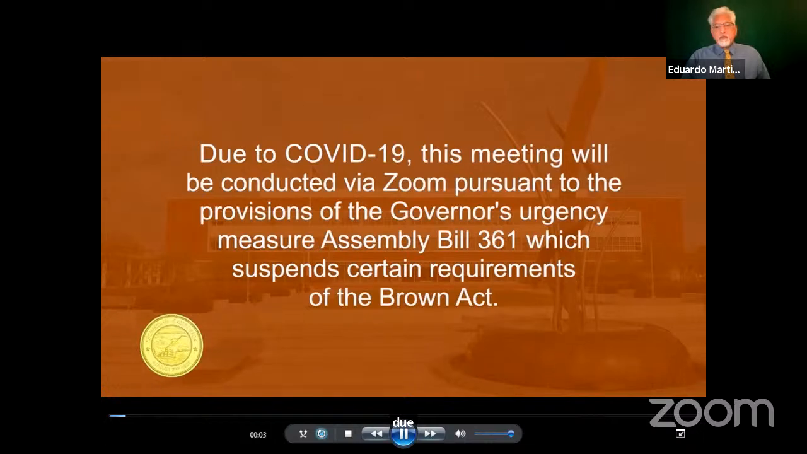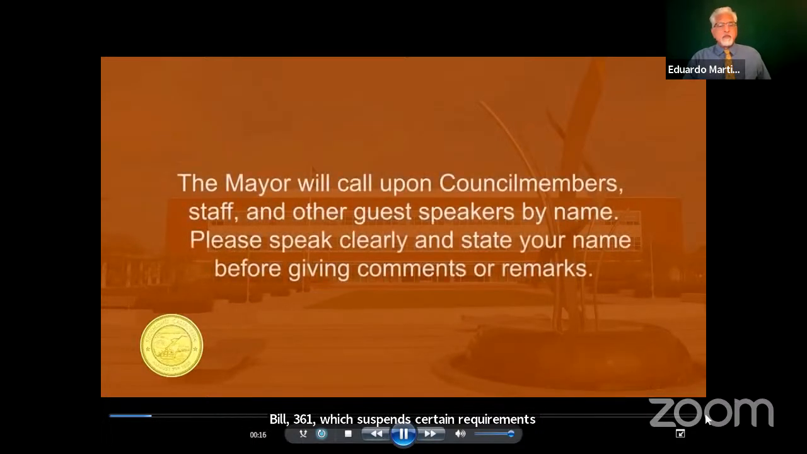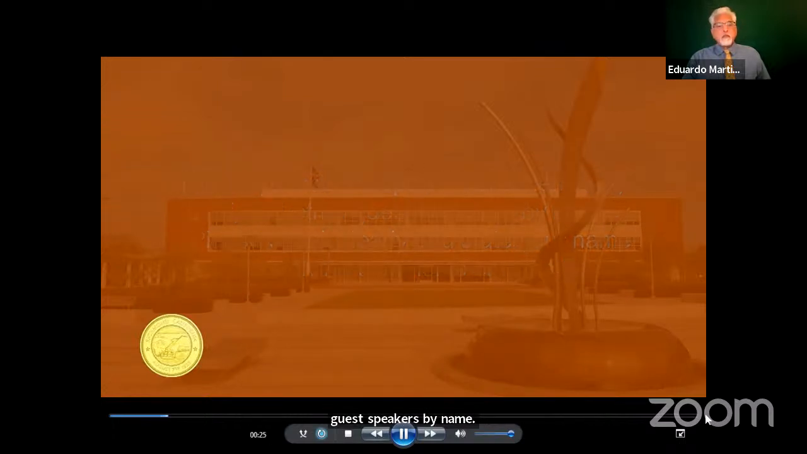Due to COVID-19, this meeting will be conducted via Zoom pursuant to the provisions of the Governor's Urgency Measure Assembly Bill 361, which suspends certain requirements of the Brown Act. The mayor will call upon council members, staff, and other guest speakers by name. Please speak clearly and state your name before giving comments or remarks.